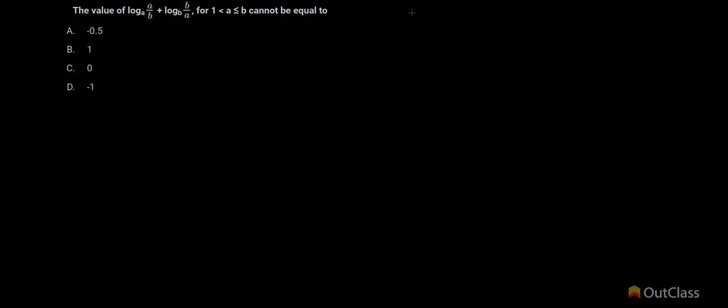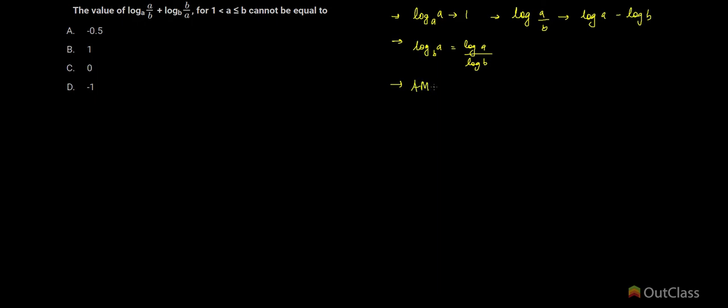What all do we need? We need a bunch of log identities, one of them being log of a number to itself as the base is 1. We need that. We need log of a by b can be written as log of a minus log of b. We need log of a to the base b is log a by log b. We also need something from inequalities, the AMGM inequality. I believe that's all we have here.